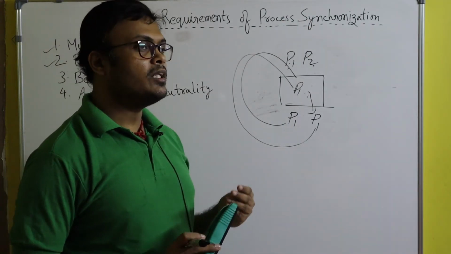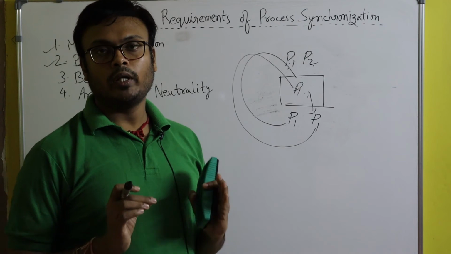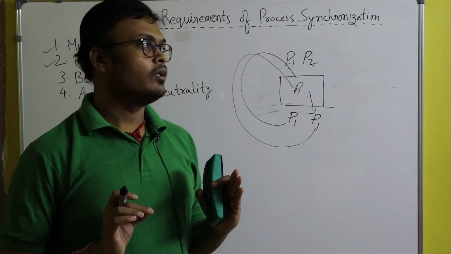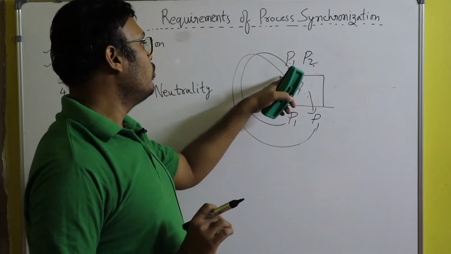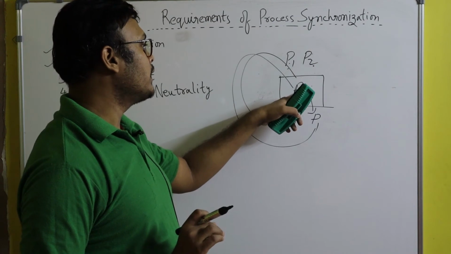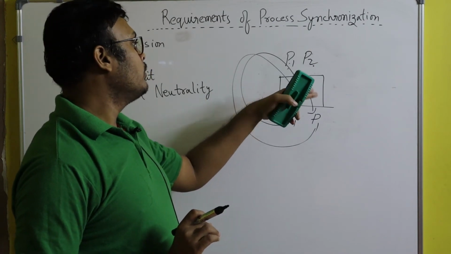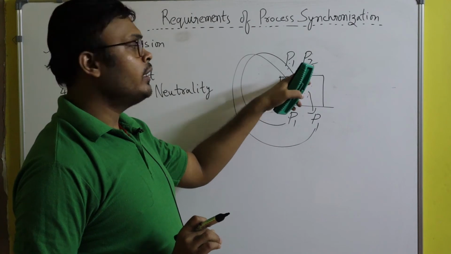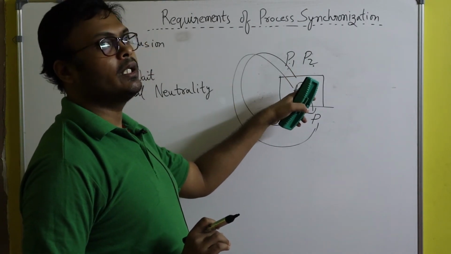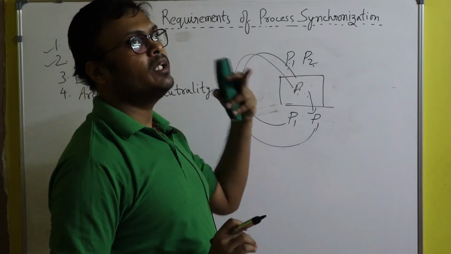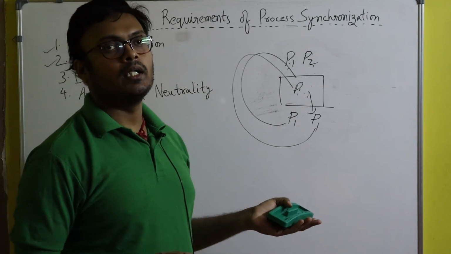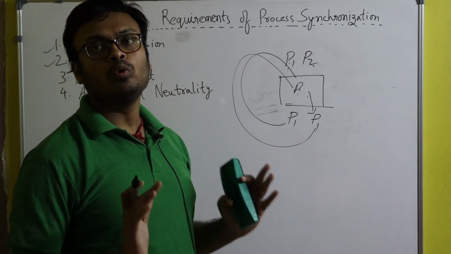So bounded waiting means what? Each process should have a limited wait. Limited wait means what? When P1 is inside the critical section, and P2 is waiting, and when P1 comes out, after that P2 should enter inside the critical section. It should not be the case that P2 waits indefinitely to enter inside the critical section. Okay, there should be a limit to wait.